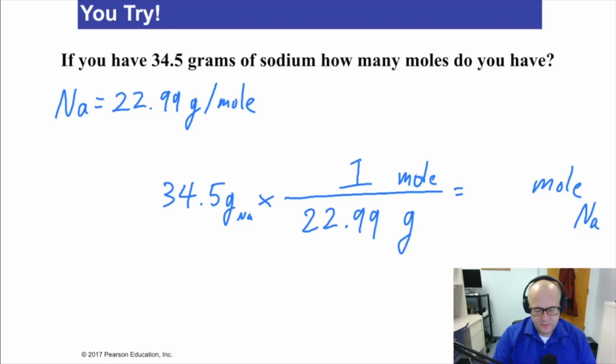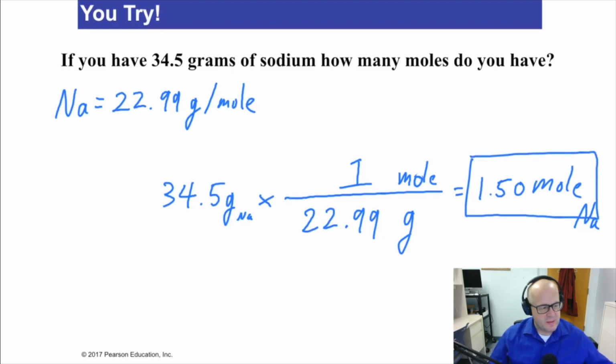Now you grab your calculator. 34.5 divided by 22.99 is 1.50. That's the moles of sodium in that mass. So that's exactly the same as all the questions we've done to this point. Only now, instead of going from moles to grams, you're going from grams to moles. You just let the units tell you what to do. The units say divide, divide. The units say multiply, multiply. But the units will tell you if you let them. So let them.